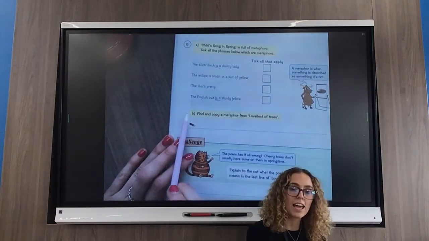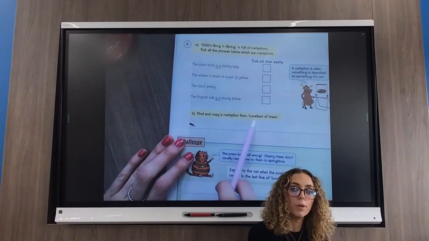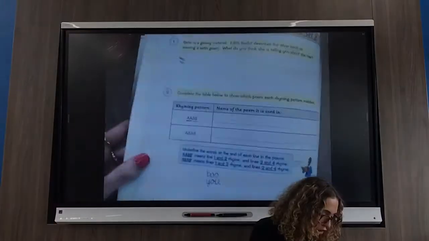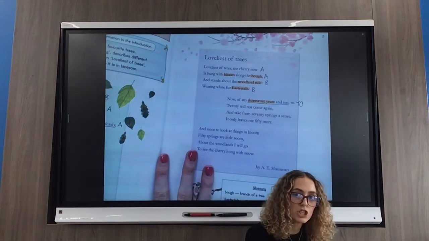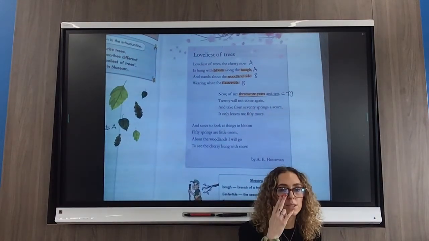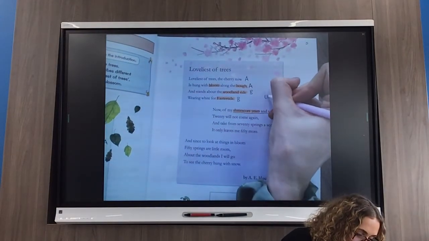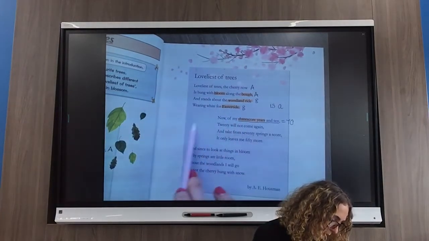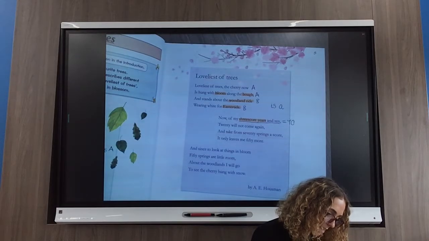Okay, so 5B. Find and copy a metaphor from Loveliest of Trees. Okay, so we've got to look at the poem, The Loveliest of Trees, and I need you to find me a metaphor. Okay, so remember we've got 2 items, and usually you can look for the words is A. Okay, so have a look through the poem and see if you can find a metaphor.